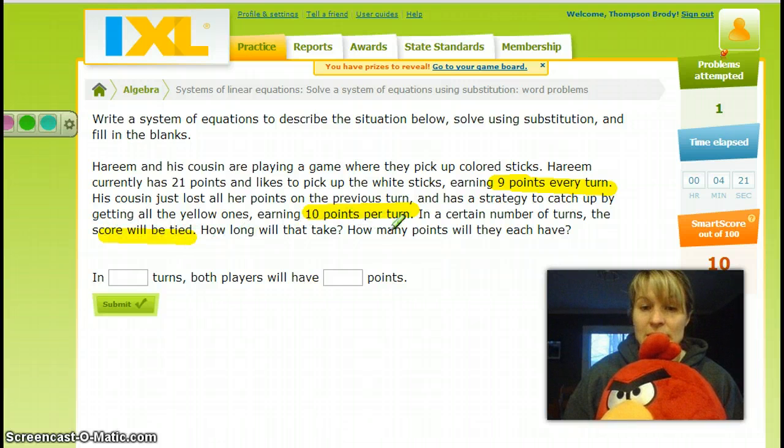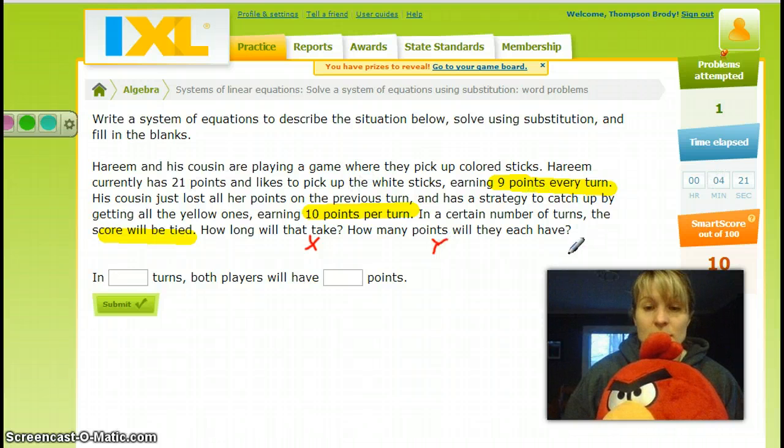How long will it take? How many points should we have? How long will it take? How long means time, right? So that is going to be my x value, because that's independent. So therefore, this will be my y value.